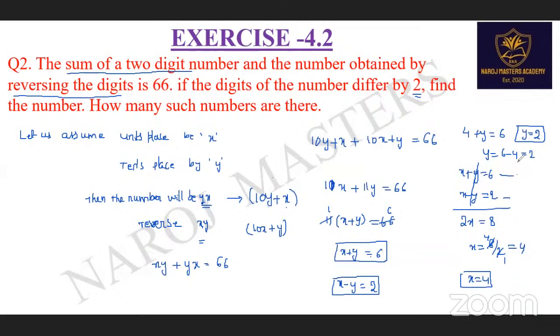Then what is our y? y is our tens place. So this is 20 and this is 4. So the number is 24 or 42. How many such numbers are there here? Two numbers. What are the numbers? 24 and 42. Such numbers are only two.